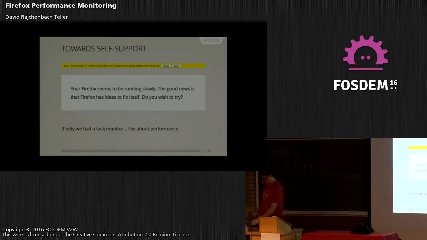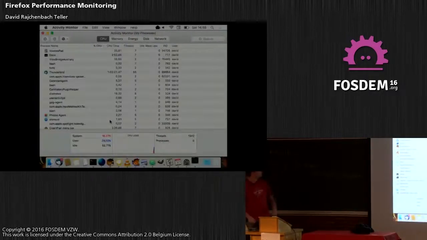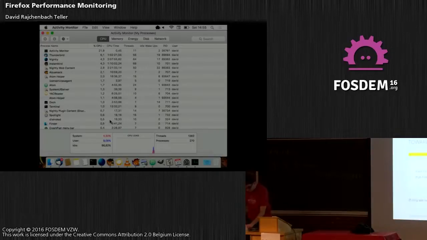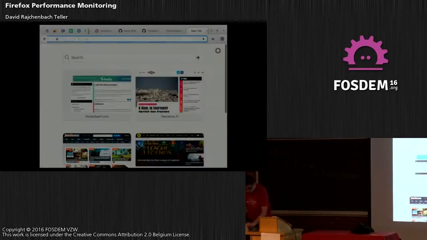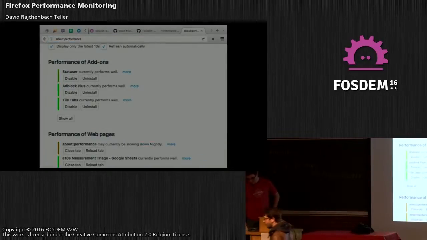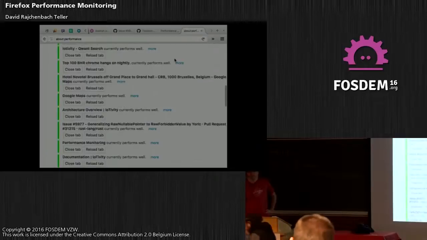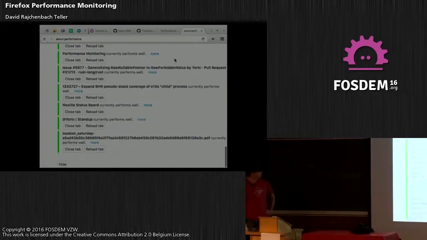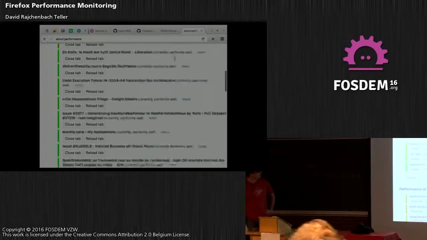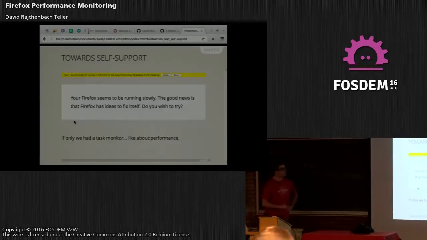Of course, it would be great if we had some kind of task monitor, like this one in the OS. So we actually have one. And for free, it also tells you which of your tabs are causing Firefox to go slow. So in this case, it's pretty active about all the tabs except this one. Well, I'm going to close it. I just have opened it twice.